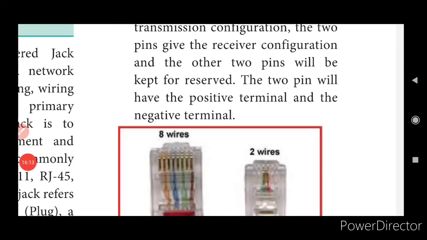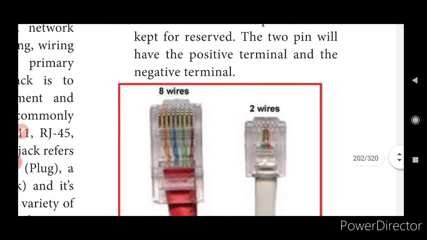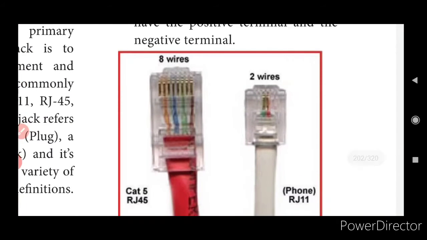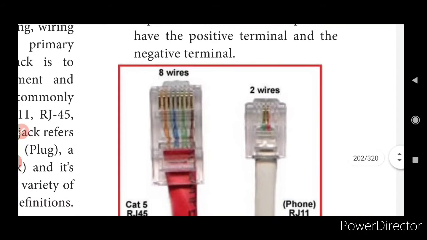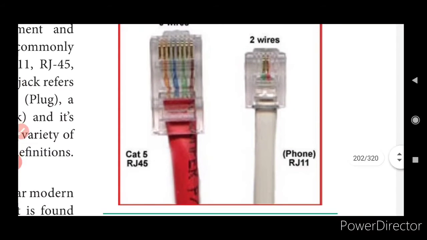The 2 pins will be a positive terminal and a negative terminal. Just have a look here. One is going to have only 2 wires. The other one is going to have 8 wires. RJ45 is going to have 8 wires and your RJ11 is going to have 2 wires.